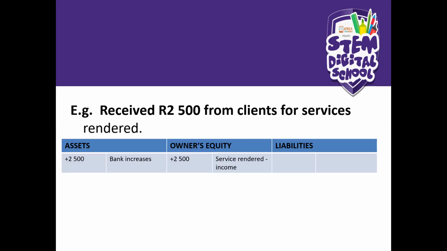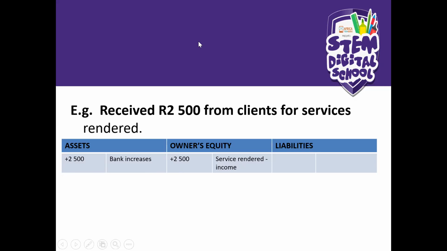The next one was an example of an income. So received 2,500 rand from clients for services rendered. You receive money, bank is increasing, bank is an asset. So therefore with assets plus 2,500 rand because of the bank account that is increasing. And then you need to know services rendered is an income. Income is falling under owner's equity. And remember, what you do with assets, you're going to do with owner's equity. So if there's a plus with assets, then it's going to be a plus with owner's equity. You say, what is the transaction all about?